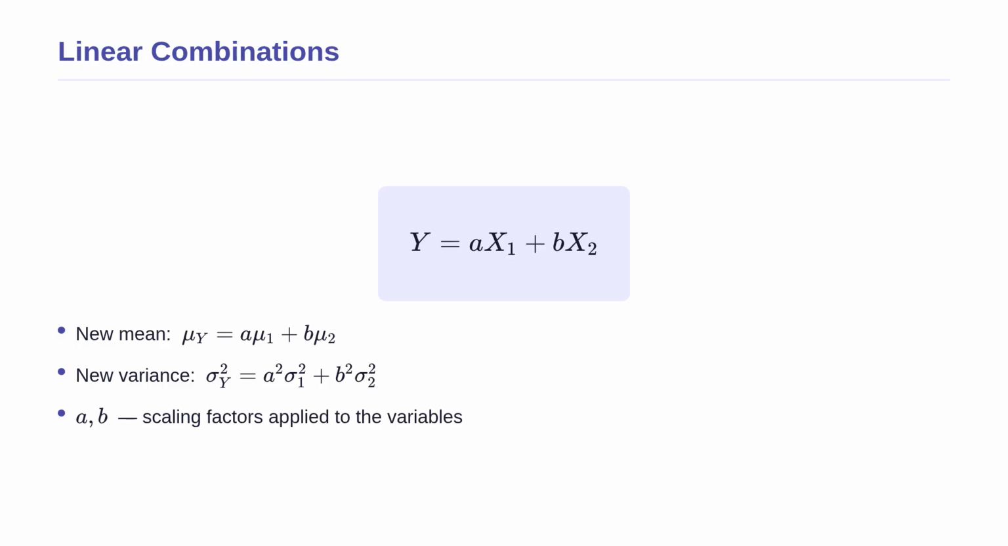We define a new random variable y as the linear combination of 2 independent normal variables, x1 and x2, multiplied by scaling factors a and b. The new mean mu y is simply the scaled sum of the original means. Averages always scale linearly. However, for the new variance, sigma squared y, notice that the scaling factors a and b must be squared. This is because variance is fundamentally a squared measure of spread. Because the variables are independent, we can simply add these squared components together without any complicated extra terms.